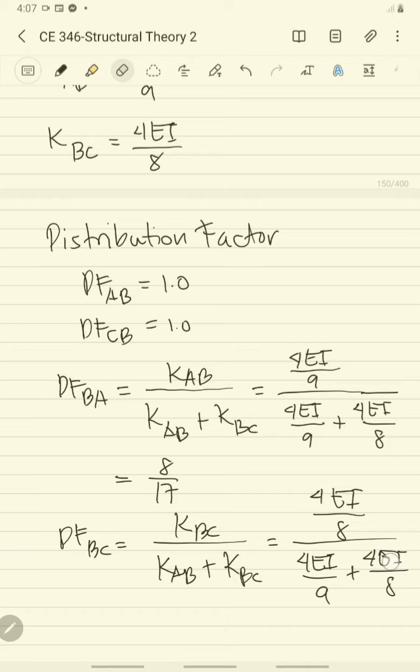So what is the answer? We will compute. Okay, so 4 over 8 divided by 4 over 9 plus 4 over 8. So that is 9 over 17.